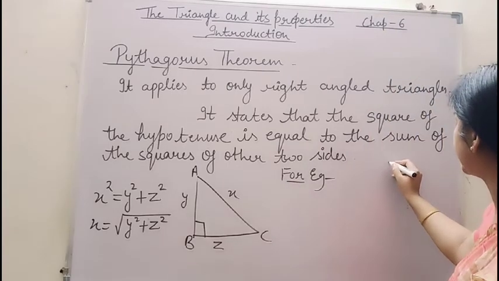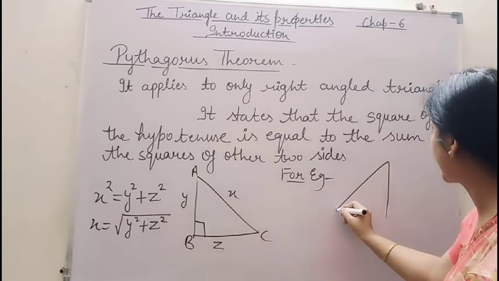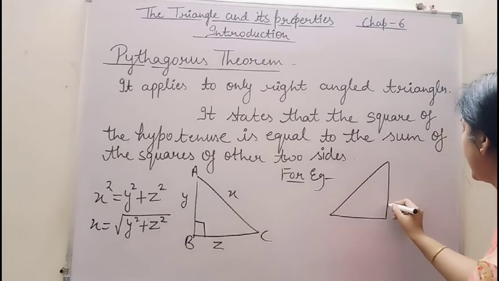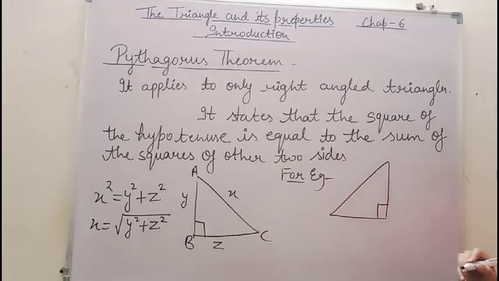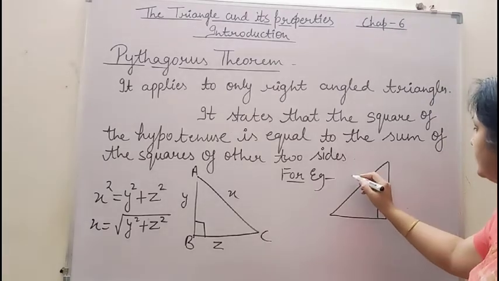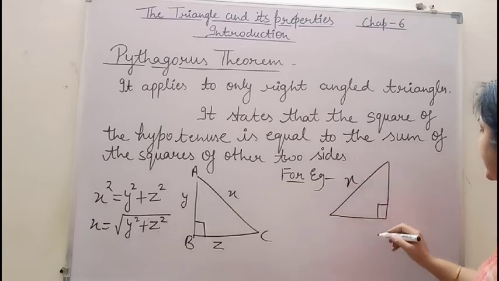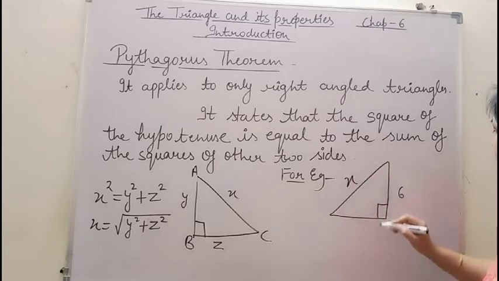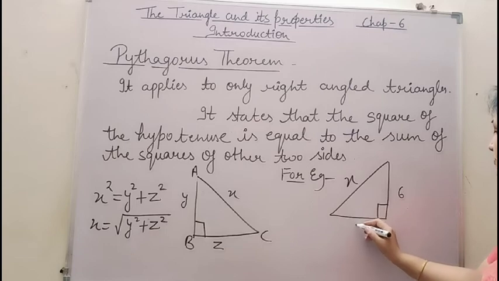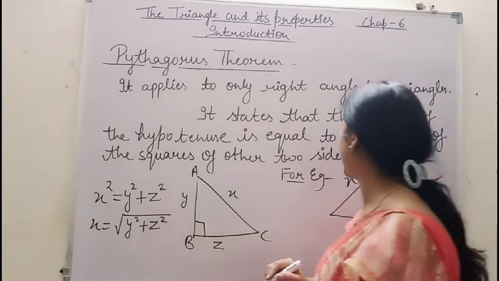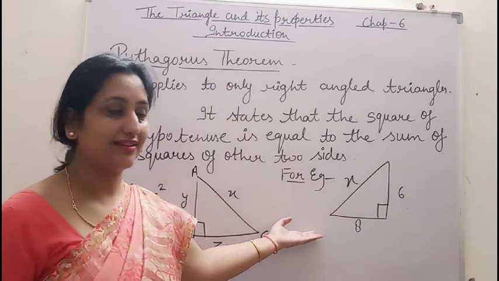suppose your triangle is this, a right angle triangle at that point, and the value of the hypotenuse is x and the value of the perpendicular is 6 and the base is 8. Now we have to find out the value of x by using Pythagoras theorem.